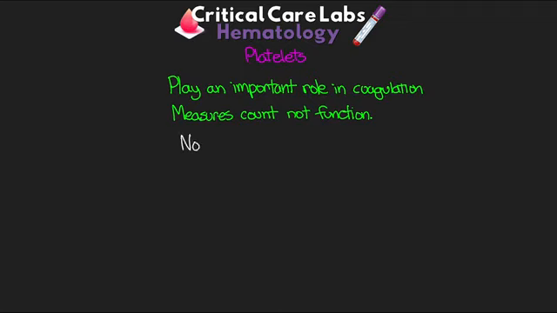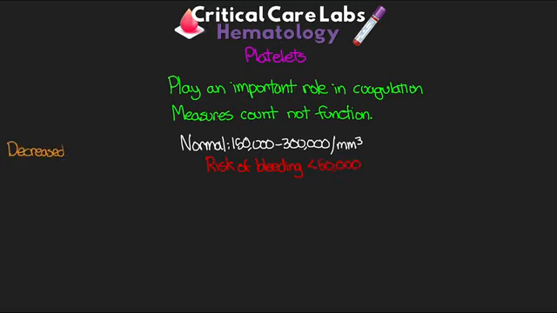Now, normal here is going to be 150,000 to 300,000 per millimeter cubed. And while the levels may be low and indicative of certain conditions, our patients really don't face the risk of bleeding unless this value is less than 50,000.